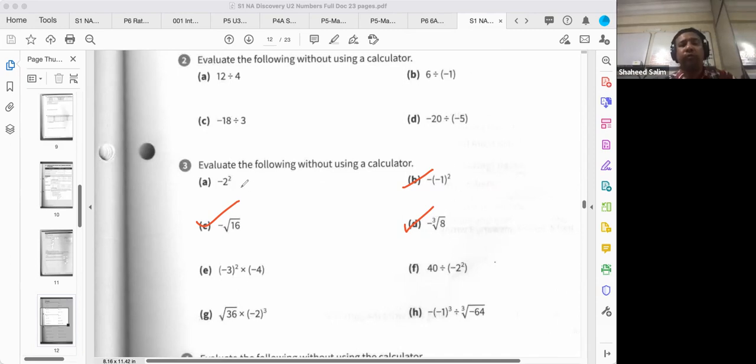Okay, first one. Minus, put the square there. This one is what? 2 times 2, 4. So minus 4. This square means times itself, 2 times 2, 4. But the minus is outside.